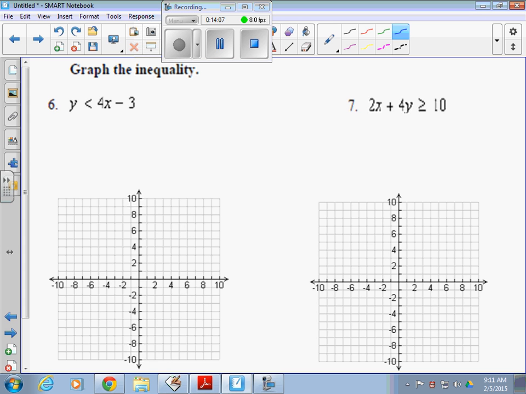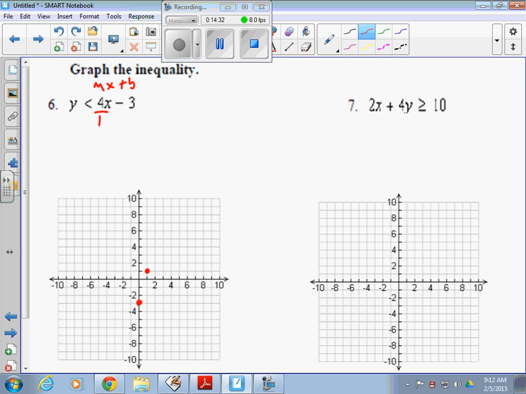Y is less than 4x minus 3. This is in mx plus b form. We can see it, mx plus b. B tells you where to begin. On your y-axis, begin at negative 3. M tells you where to move. Your slope tells you where to move. It says go up 4 and to the right 1. Remember, it's always a fraction. So up 4 and to the right 1. There's your second point. If it were an equation, we'd draw a straight line through it and we'd be done.